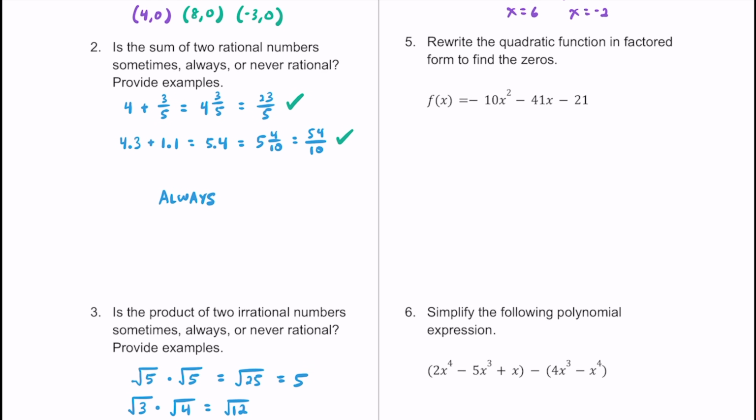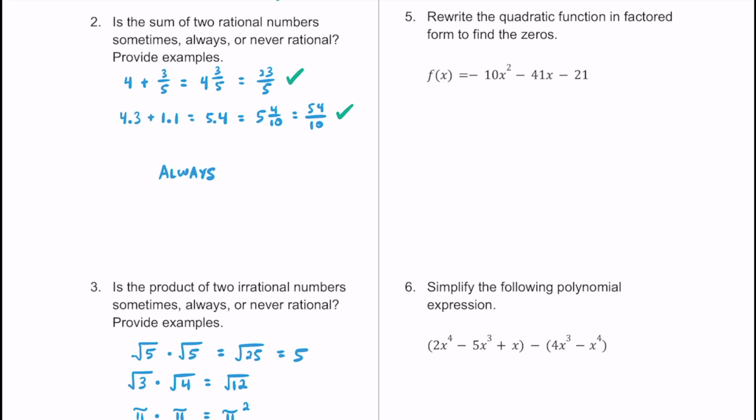All right, for number 5, the question is to rewrite the quadratic function in factored form and then find the zeros. Okay, so right now it's in standard form. I'm going to go ahead and look for some factors of this -10. So factors of -10, I'm going to go with maybe -5 and +2. If I need to change the signs, I will in a moment. Maybe factors of -21.